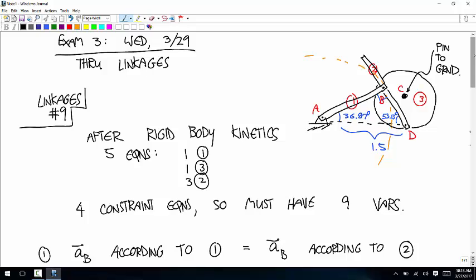Because that's not a pure circular motion. This point is moving. Yeah, this point here is moving. And so we have to do it as relative motion. So the way to think of it is like this.